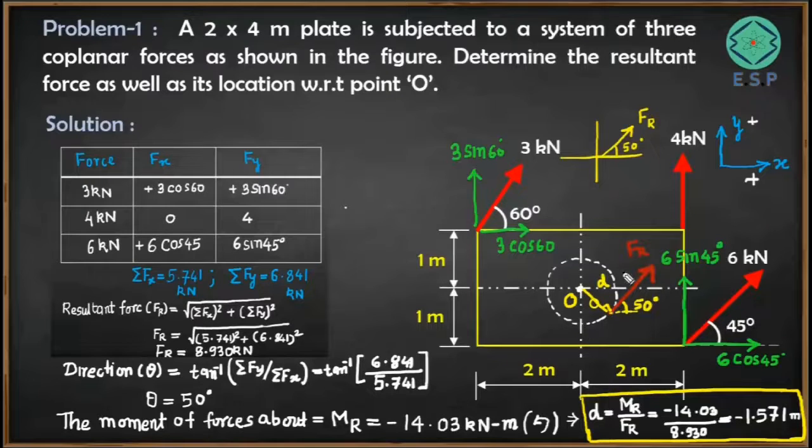The moment caused by this resultant force must be equal to the overall moment of forces about point O. So if you want to find the distance of the force, you divide the resultant moment by the resultant force and you will get the distance. By considering the sign convention, clockwise or anti-clockwise, you can locate the exact point at which the resultant force is going to act.